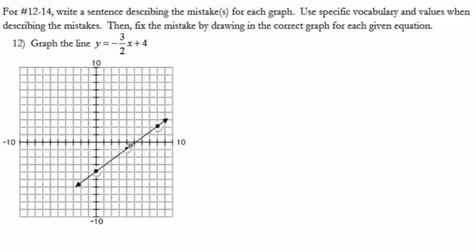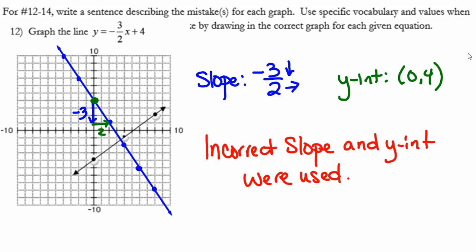So again, the y-intercept should be at (0, 4), so that would be here. And I can see the negative, it's a decreasing slope, so my line should be going down 3 and to the right 2. And our line should look like that, and there are our 2 errors.